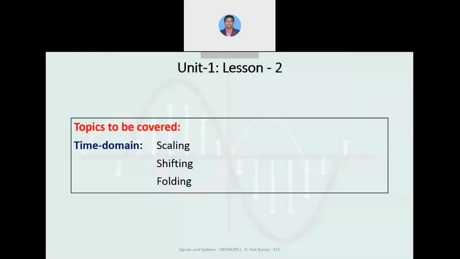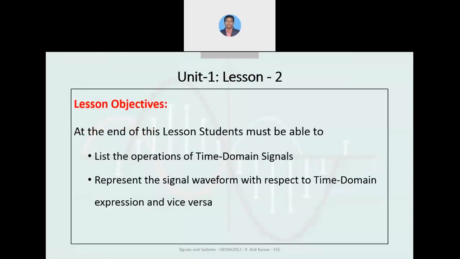Now let us go to the second lesson. In this lesson, we are going to see the time domain characteristics, which are scaling, shifting, and folding. From this lesson, you can list the number of operations that can be carried out on time domain signals, and represent a signal waveform with respect to its time domain expression and vice versa, which means for a given time domain expression we need to plot the waveform also.